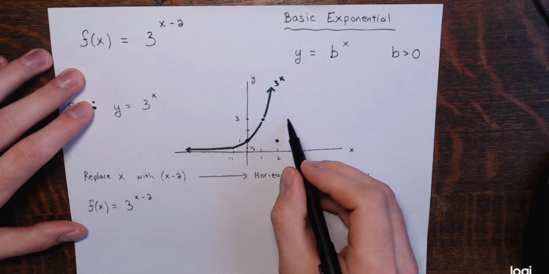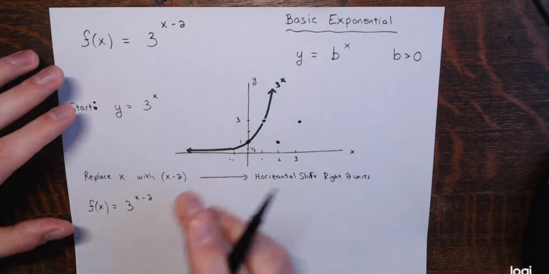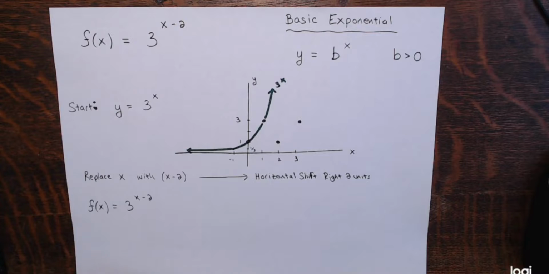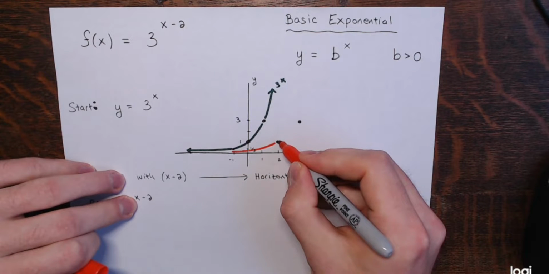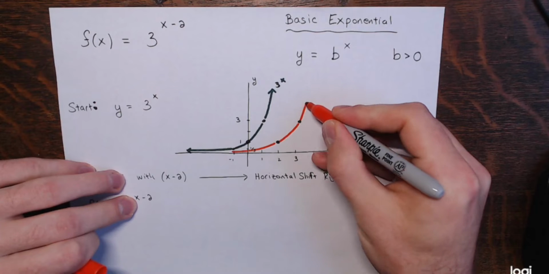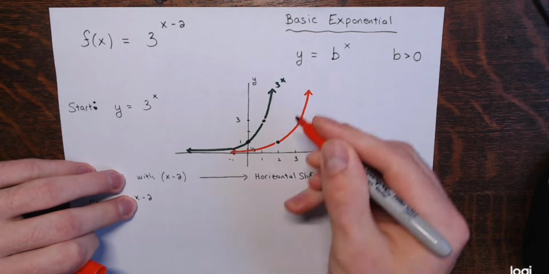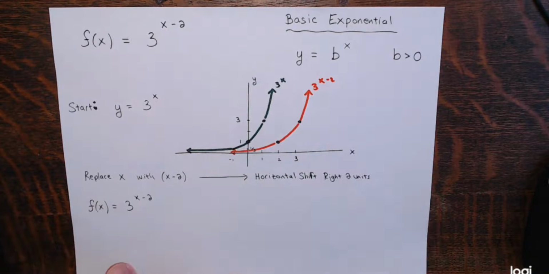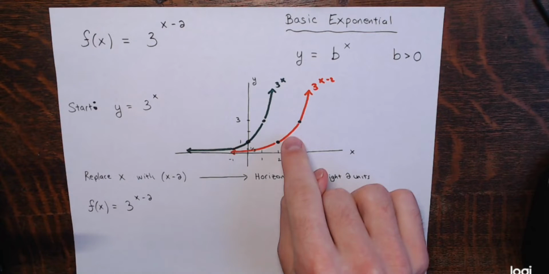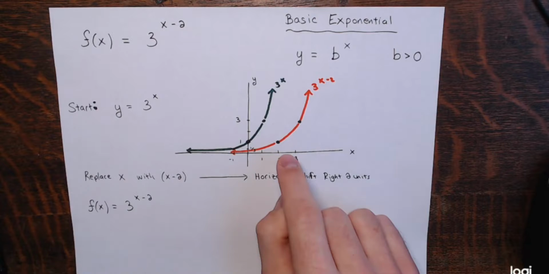Right, move to the right 2 units. Everything would move to the right 2 units, and I'd get this graph here. It's the same shape, just 2 units to the right. There's 3 to the x minus 2 power, and that's the graph we want. So these points they gave us, we'll just move them over here to the points 2, 1, and 3, 3.